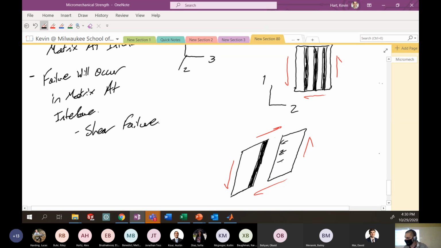All right. So maybe we got a couple more fibers in here. Maybe there's another one here. Okay, something like that. And it's because there's just so much shear occurring right there between the matrix and the fiber.